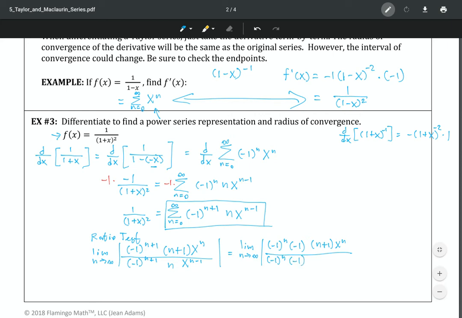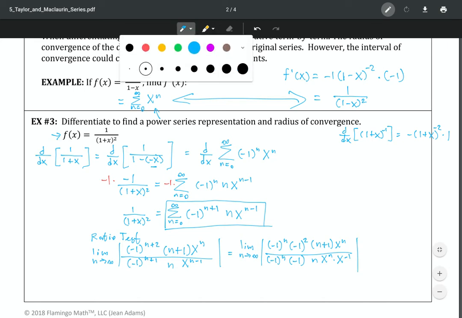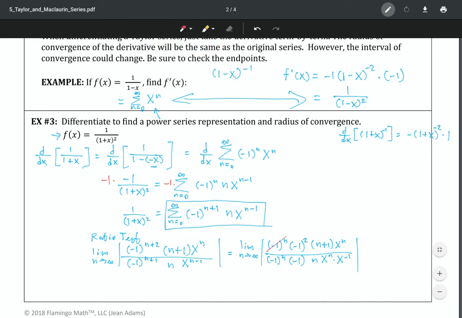I miswrote something here, though, fellas. I just realized that. It should have been a 2. And then this right here cannot be simplified. This can, though. All right, so this is obviously going to cancel this.